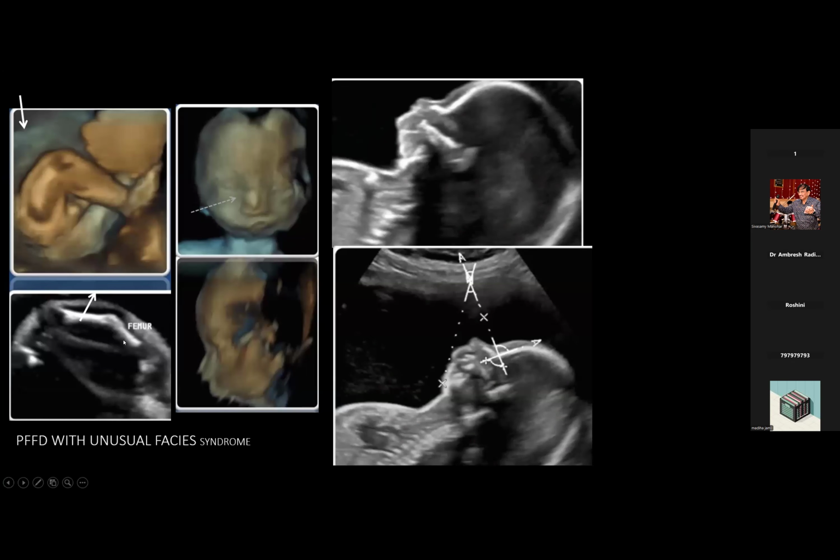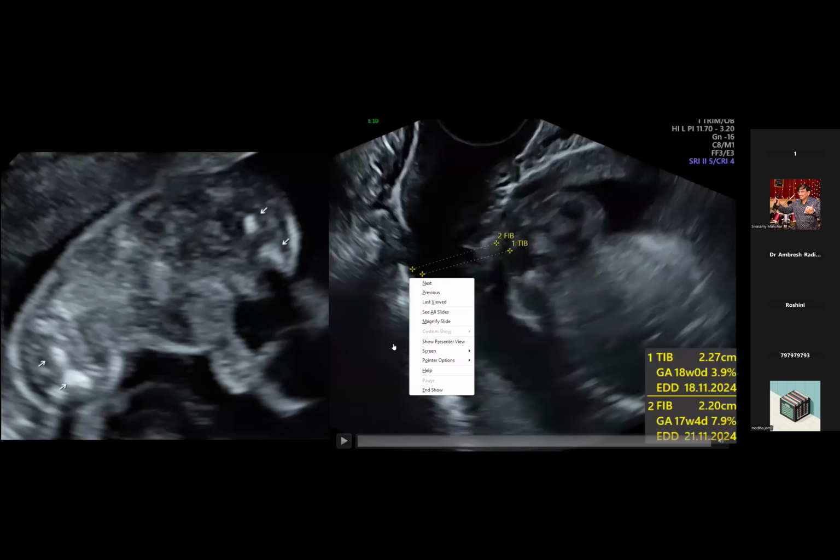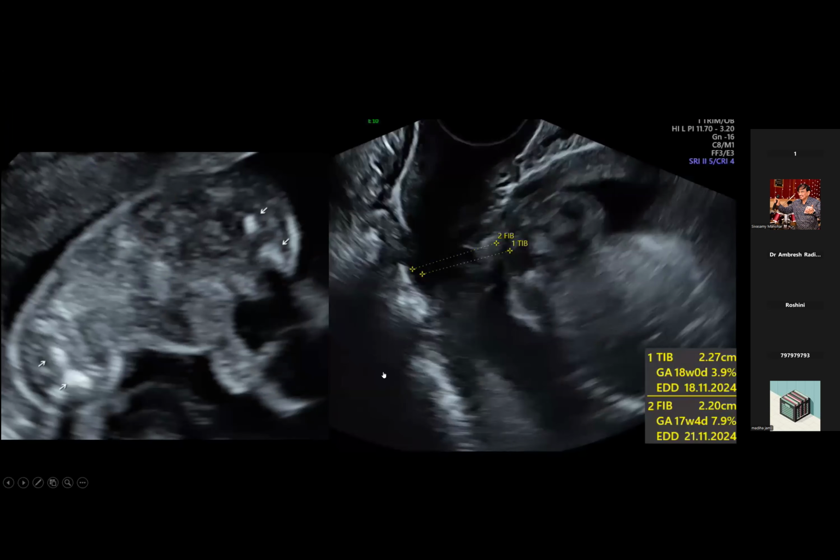So next case is proximal focal femoral deficiency with unusual facies syndrome. So here you can see abnormally short bowed femur here, and there is also micrognathia with microstomia. The inferior facial angle was less than 40 degrees. So this is a case of congenital femoral deficiency.